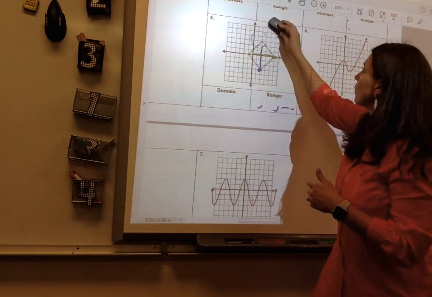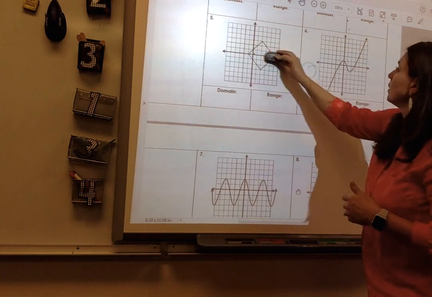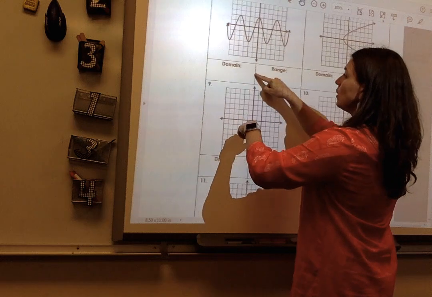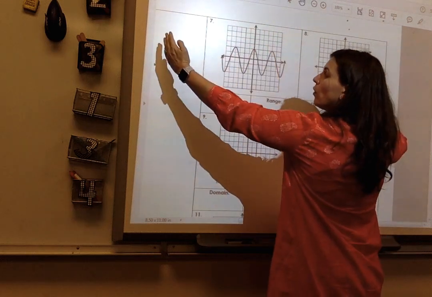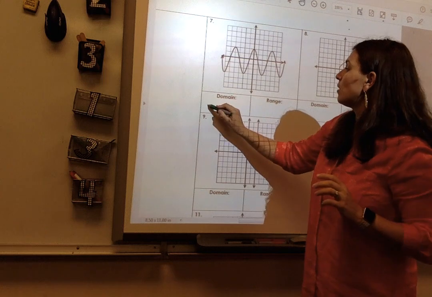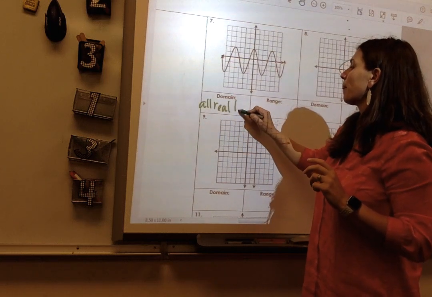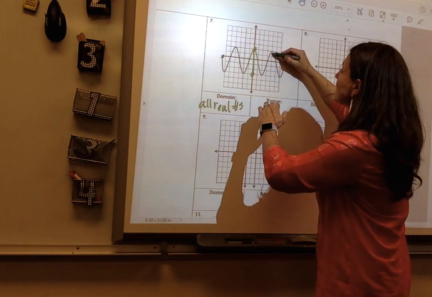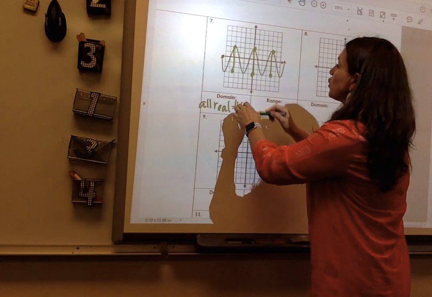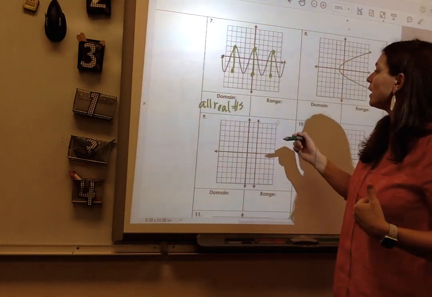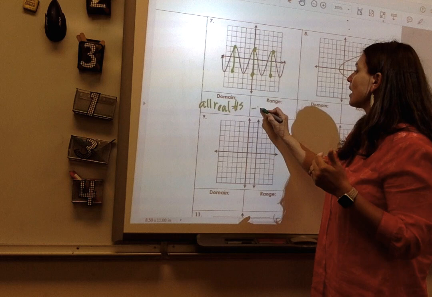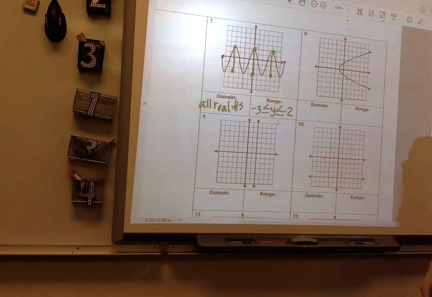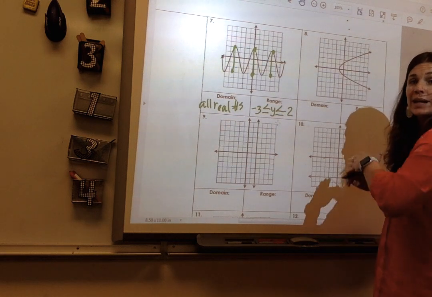Let's take a look at number 7. This domain, these arrows, mean it's going to continue in the same fashion. So it's going to go all the way left and all the way right. So my domain on number 7 is all real numbers. My range, it only goes up to here and down to here, and it stays between these two pieces. So my range is, remember, least to greatest, so -3 is less than or equal to y, which is less than or equal to 2. That's my range.